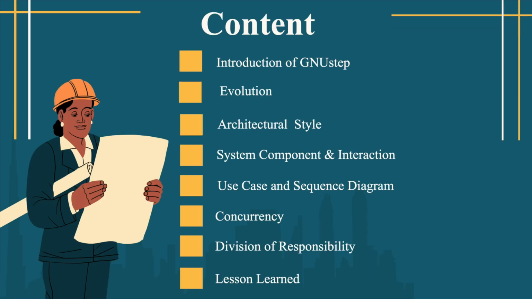So today's presentation content will include 8 parts. The first one is introduction. The second one is the evolution of GNUstep. And next is the architecture style we discussed. And the system component and interaction. Then is the explanation of use case and the sequence diagram and the concurrency consideration and division of responsibility. And the last one is the lessons learned through this project.